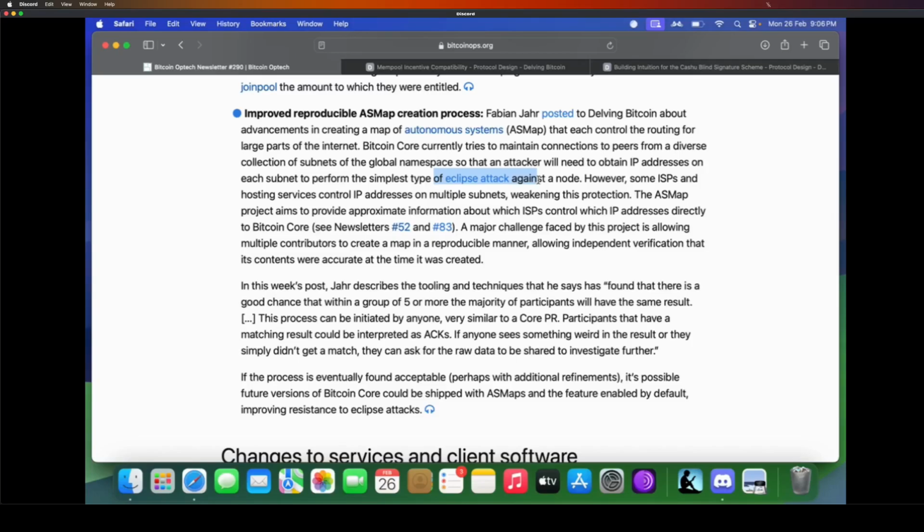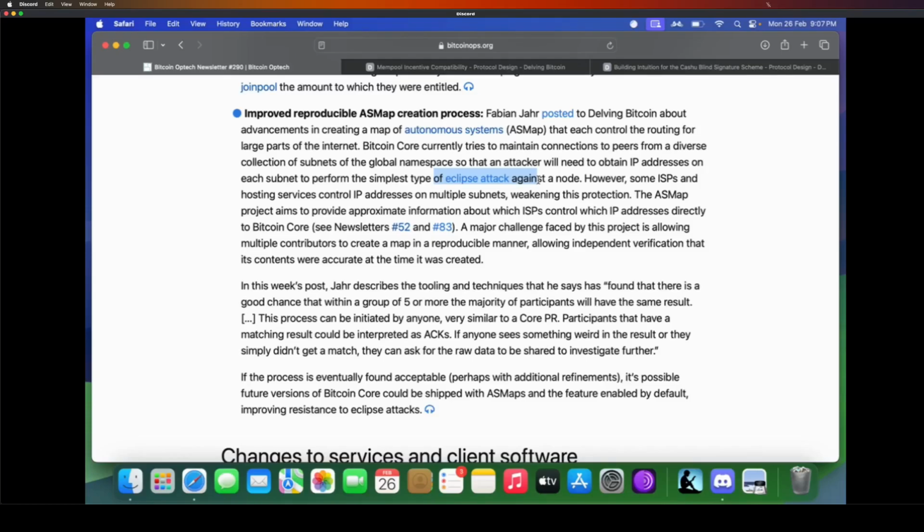What is this ASMap? This will be like a map that will map IP addresses with ISP service providers. Those 11 nodes obviously will have different IP addresses. So if an attacker tries to attack you, they will attack you with 11 nodes, let's say, and those 11 nodes will have different IP addresses. There's no way for you or your node to figure out that all those different 11 IP addresses belong to the same person because they have different IP addresses. But there's one mechanism, the ISP service provider.